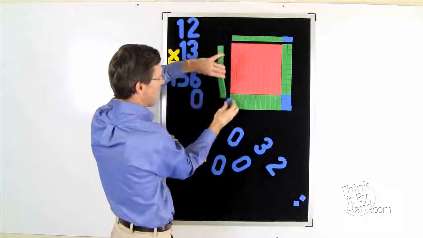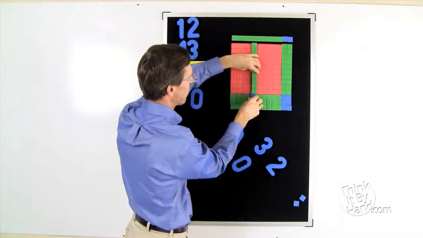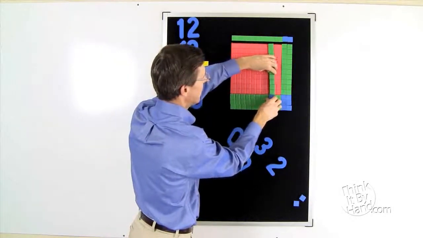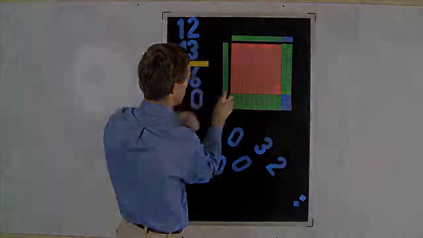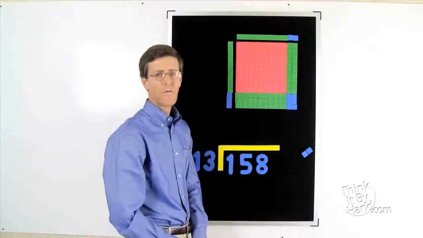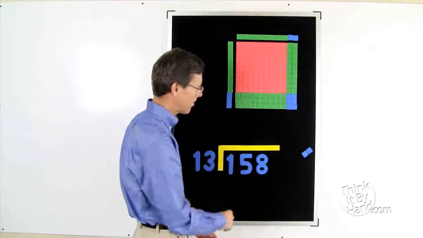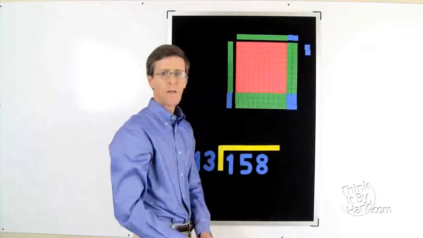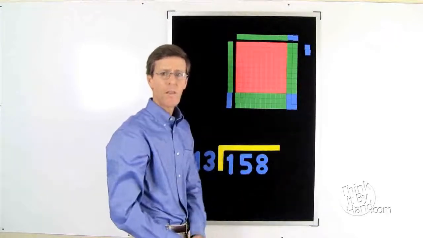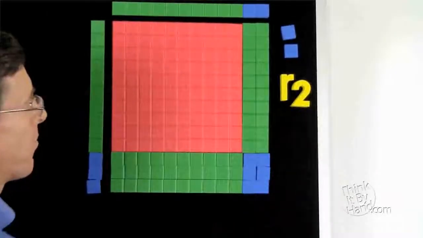Watch as we take the divisor across the array, 1, 2, 3, 4, 5, 6, 7, 8, 9, 10, 11, 12 groups of 13. Now that we've completed our division of 156, we can take a look at the division of 158, with 2 remaining squares that don't make another strand of 13. They are the remainder, or represented as remainder 2.